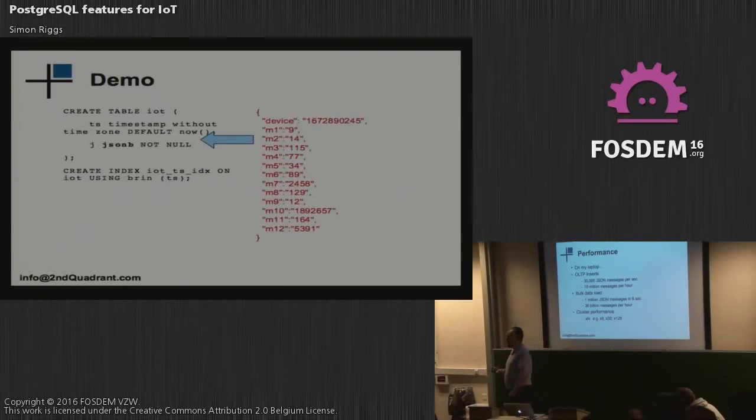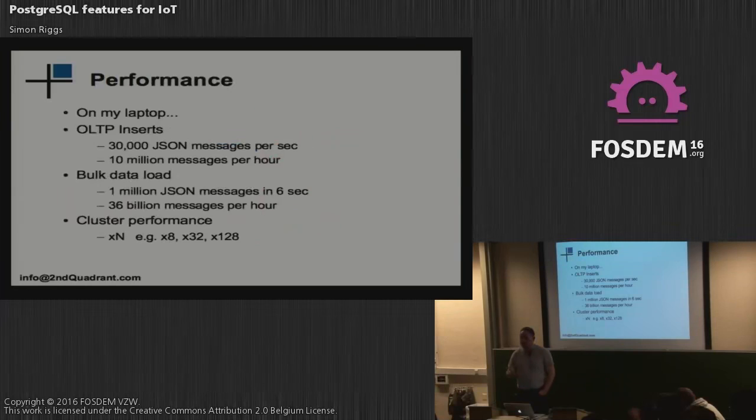So let's just have a look at the numbers that we looked at. That's 30,000 JSON messages per second, which works out to be 10 million messages per hour on my laptop. If we had a bigger server with greater capability, you can imagine what you'd be able to do with that. The bulk data load was 1 million JSON objects loaded in 6 seconds, which gives you 36 billion messages per hour loaded into my laptop. Imagine what you'd be able to do with a server. What I'm going to talk about in a minute is the fact that we also have Postgres clustering with a technology called Stgresql, and we've got basically linear performance for that.